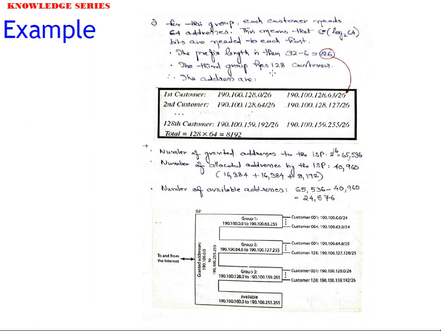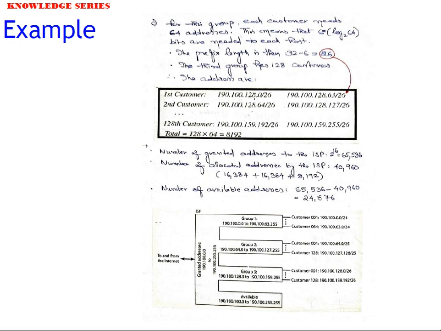So the third group has 128 customers. This is what is given: 192.100.128.0. Now what is 192? Which class? It is a class B address. So these two are the network ID and these two are the host ID. So you can see in this case the 192 and the 0 are there.